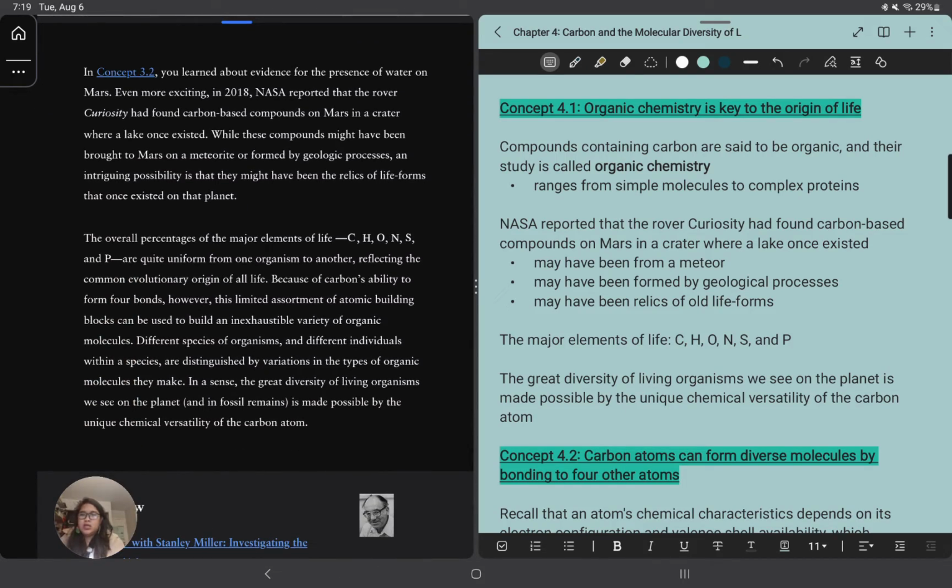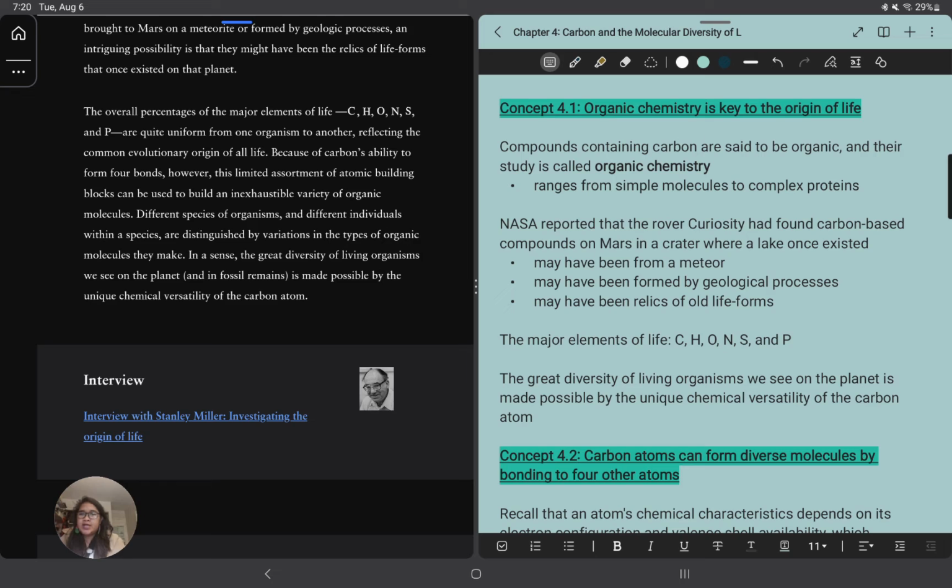Okay. In concept 3.2, you learned about evidence for the presence of water on Mars. Even more exciting, in 2018, NASA reported that the rover Curiosity had found carbon-based compounds on Mars in a crater where a lake once existed. While these compounds might have been brought to Mars on a meteorite or formed by geological processes, an intriguing possibility is that they might have been relics of life forms that once existed on that planet.